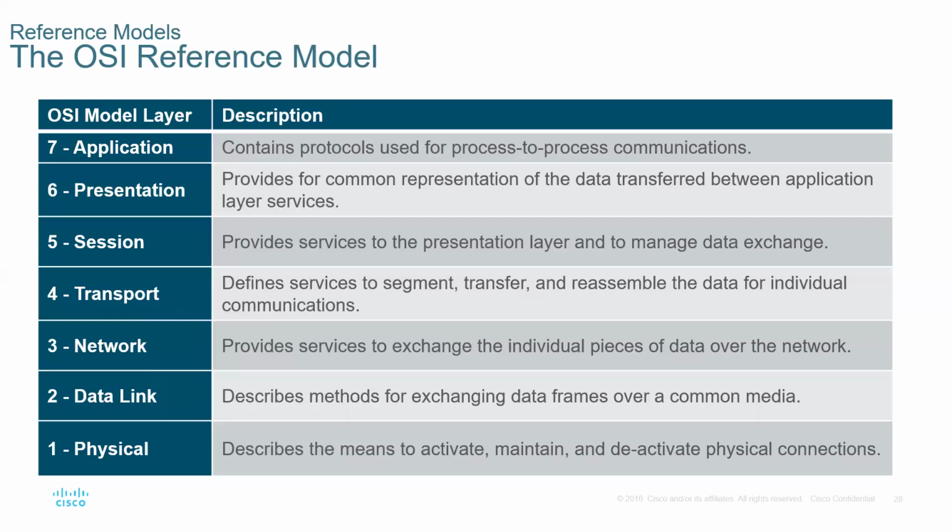The network layer provides services to exchange individual packets and finds the best path to the destination. Those are the network layer's functions.